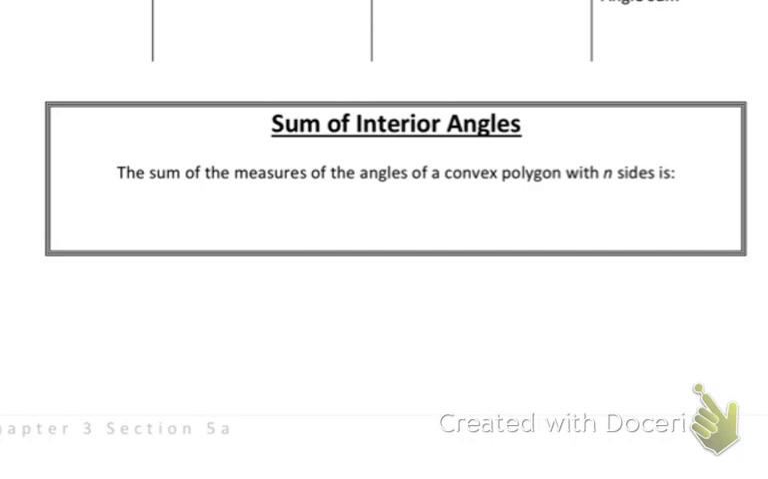So the sum of measures of angles, so this is for sum, adding them all up. The sum of the measures of all the angles inside a polygon with n number of sides is going to be take your sides, subtract 2, and multiply by 180 degrees. And that works for any polygon.